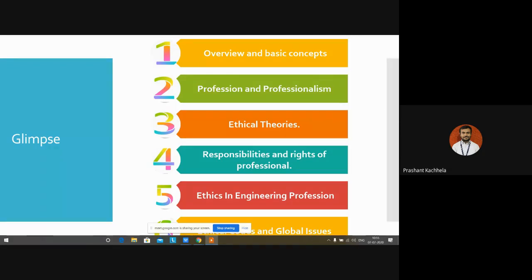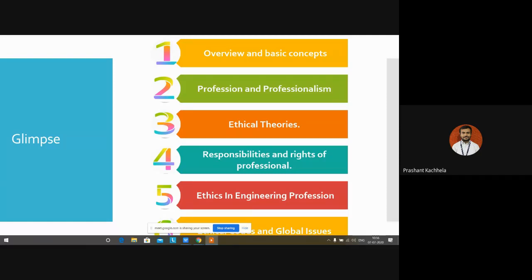The third module is related with ethical theories. It comprises various ethical theories. There has been much research on ethics, and people did research on human behavior. As we are aware, ethics is a part of philosophy, so there are many people who did research on children as well as adults, and after their research outcomes, they formed various theories. So we are going to see what those ethical theories are in the third module.